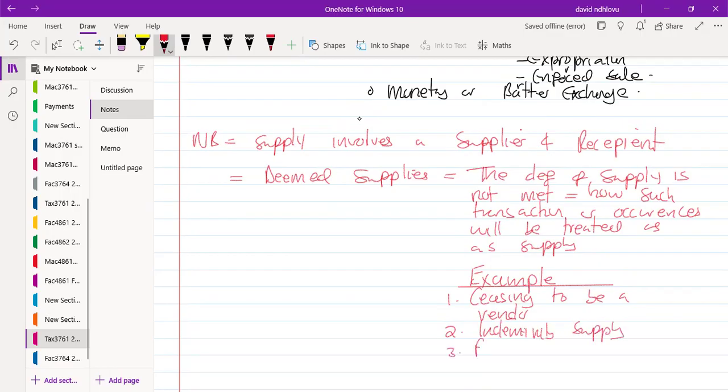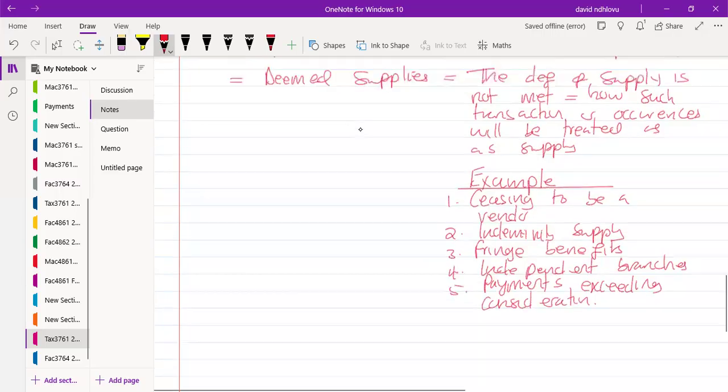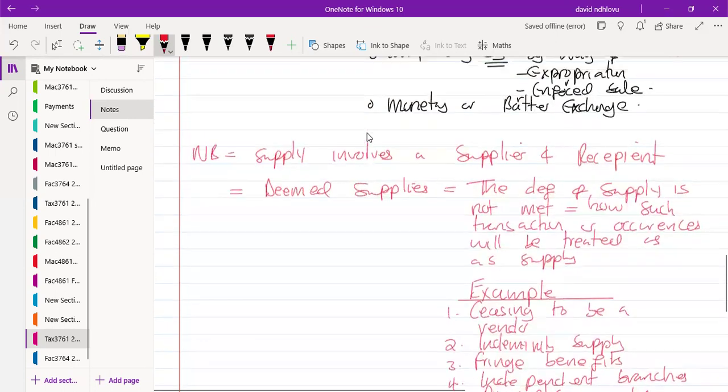We've got fringe benefits. We've got independent branches. There are five of them. And then we have, what's the other one? Payments exceeding consideration. So these are examples of what we call deemed supplies.